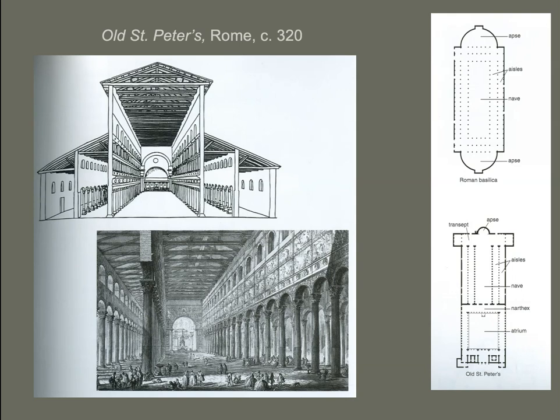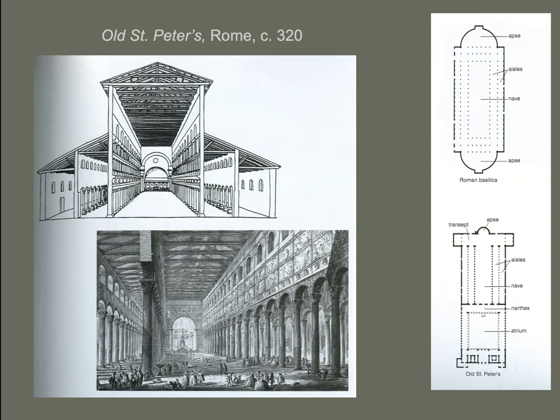And we're looking at Old St. Peter's from 320. On the left, you can see a cutaway plan, what it would look like, and then a reconstruction drawing. On the right, you can see we have a plan for a Roman basilica, and then the plan for Old St. Peter's. So Old St. Peter's was based on the idea of a Roman basilica, which was a multi-purpose meeting hall that could have been used for community gatherings.